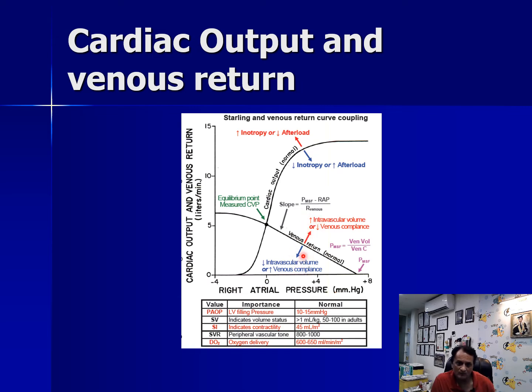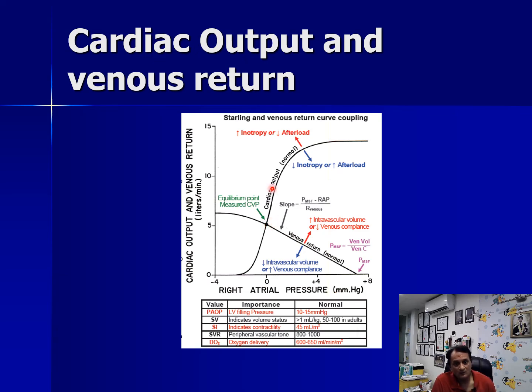But if for some reason there is a decreased intravascular volume or increased venous compliance, then you have less cardiac output in this area. As these are the pressures, if there is less pressure in the right atrium, obviously there is more venous return to the right side of the heart, and there is a better cardiac output. So this is how you can see you can generate better cardiac output by having more negative pressure in the right atrium.